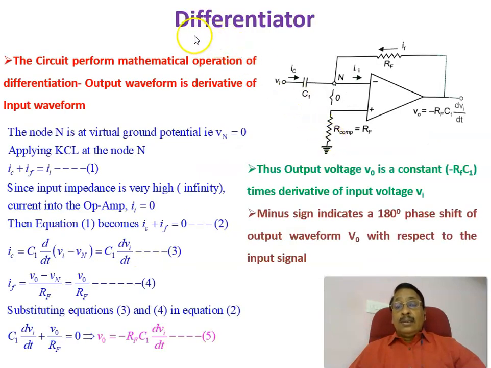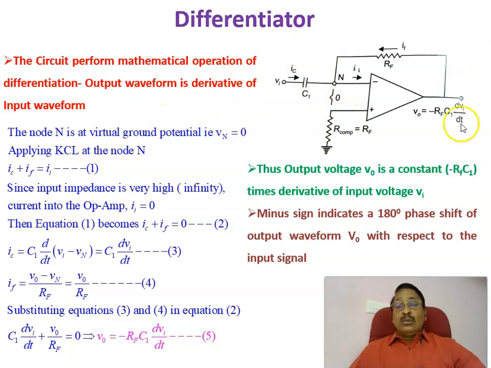Coming to the basic differentiator circuit, in that one there is an op-amp. To the inverting terminal, from the input side, you are connecting a capacitor that is noted as C1, and the negative feedback from the output is connected to the inverting terminal through a feedback resistance, RF. And for compensating the bias current, we'll be connecting a resistor R Comp, which is the same as RF.